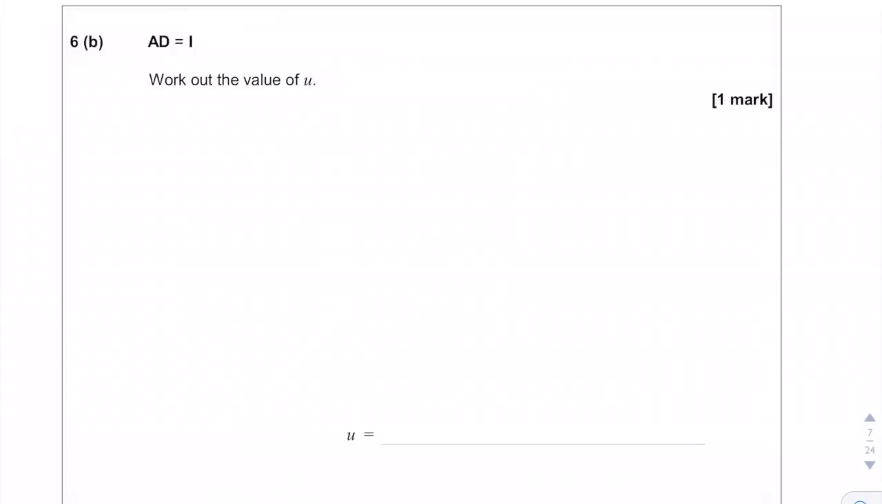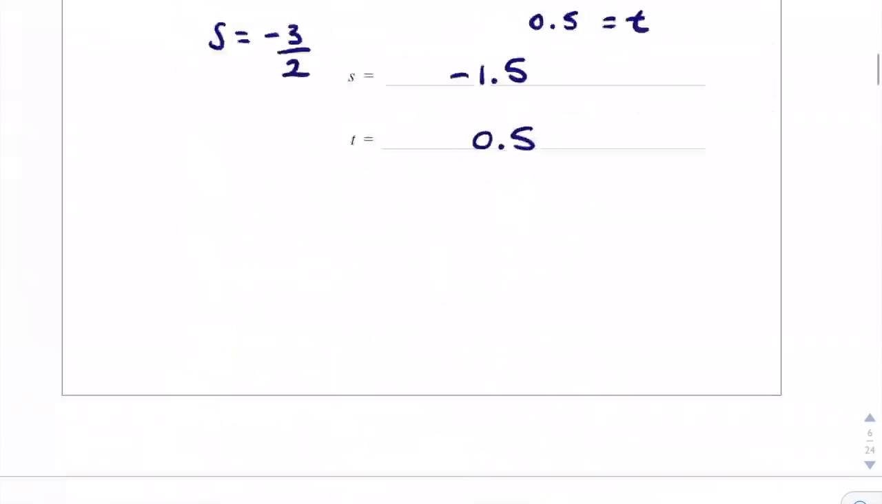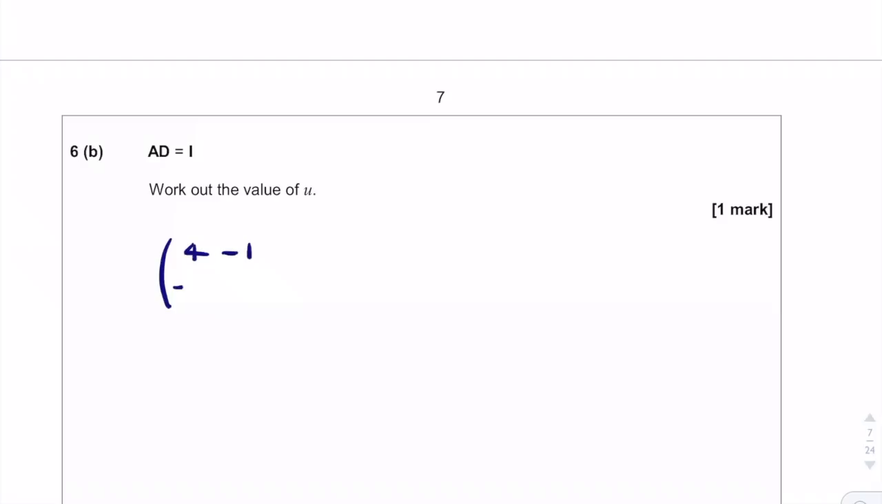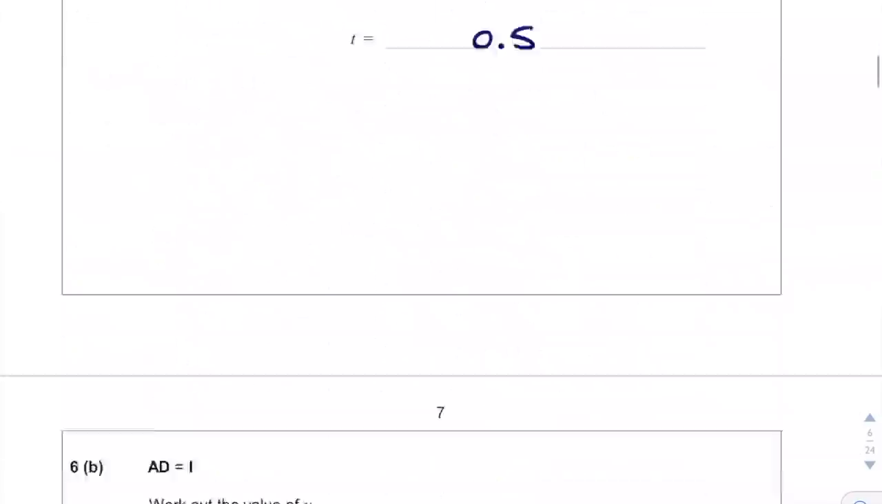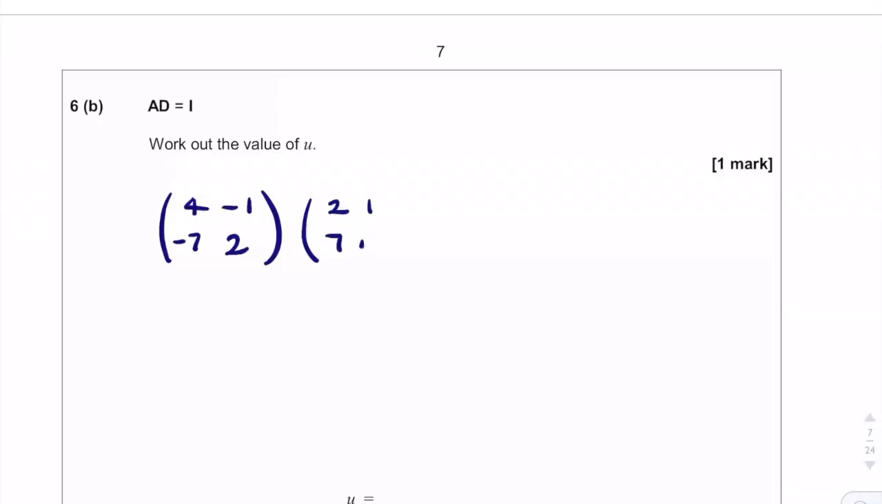And then part B says A multiplied by D is equal to I. Now I is our identity matrix. So we use A, which is 4, -1, -7, 2. And then multiply that by D, which is 2, 1, 7, u. We need to work out the value of u. And this is equal to our identity matrix, which looks like this: 1, 0, 0, 1. Okay, the identity matrix is something that you have to remember. That is what it looks like.